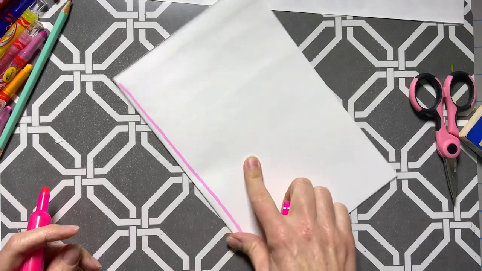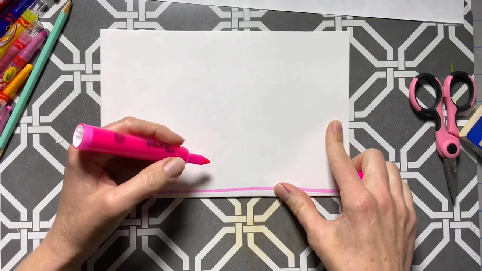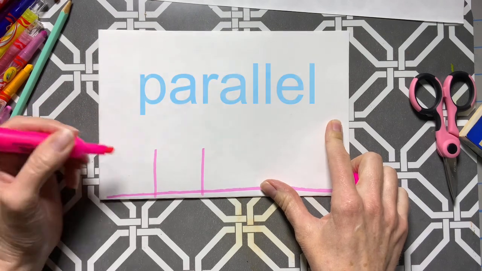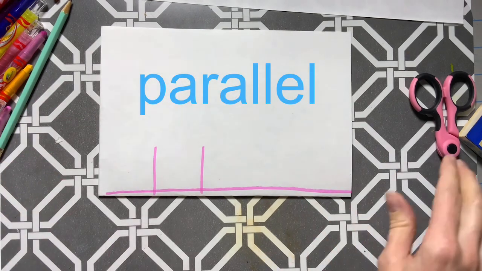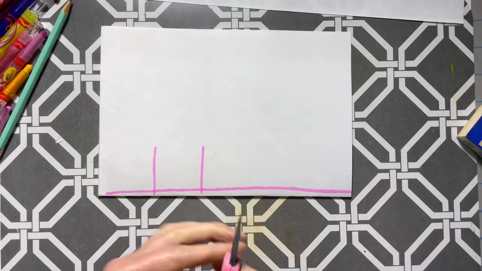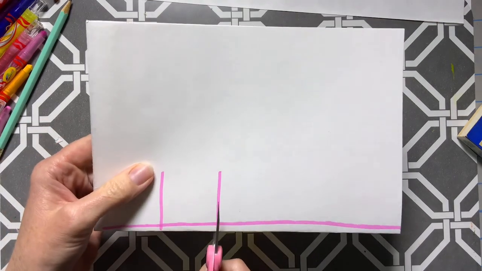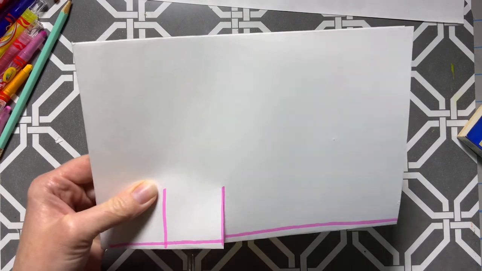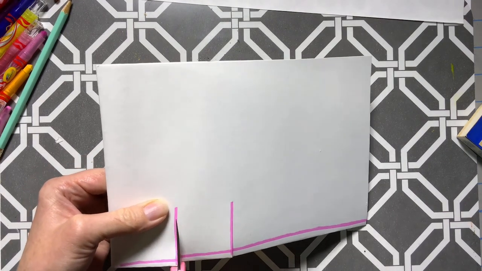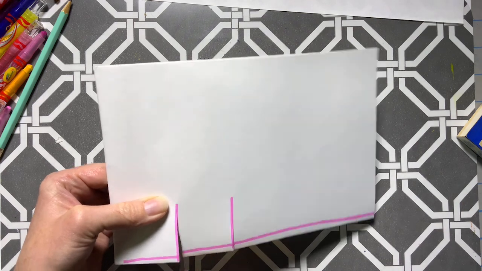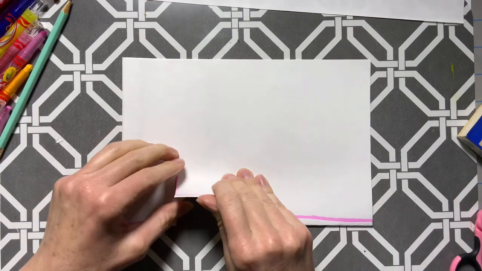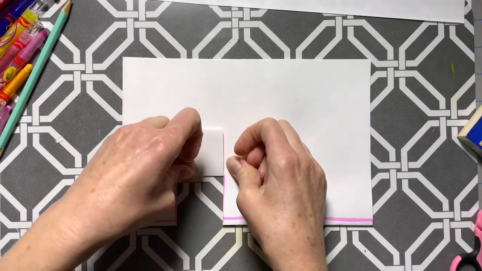I turn my paper so the fold is on the bottom and I'm going to make two parallel vertical lines. It's very important that these lines are drawn coming up from the fold. Now I use my scissors and cut on both of these lines. I'm going to bend this flap up and create a crease.